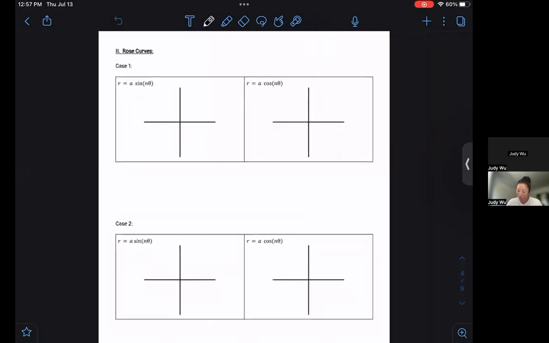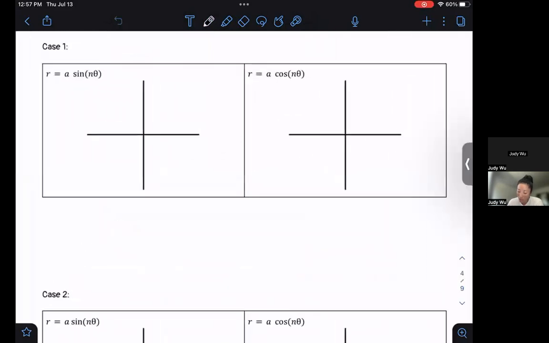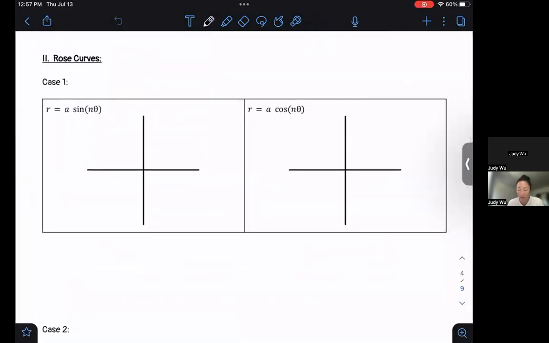In this video, we're going to talk about Rose curves. The way we're going to look at Rose curves, we're going to look at two different cases. Each case looks at a sine and a cosine, but we're going to look at an equation that looks slightly different from the circles we just looked at.